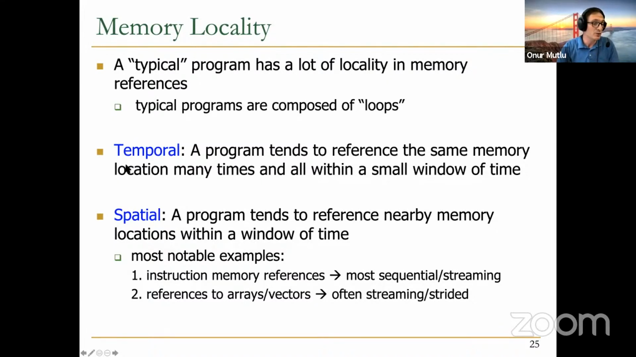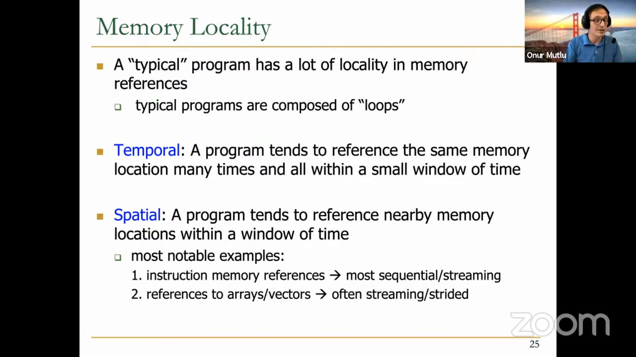If you want to exploit temporal locality, whenever you bring some data elements from main memory, you put them into a fast memory, let's call it a cache, and you just keep them there, right? And if it has temporal locality, you will access it from that fast memory.